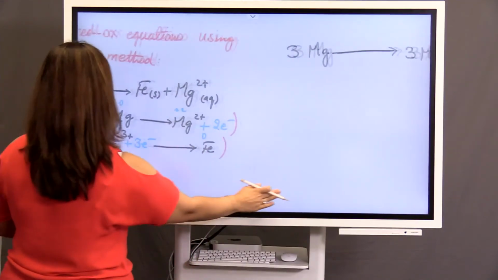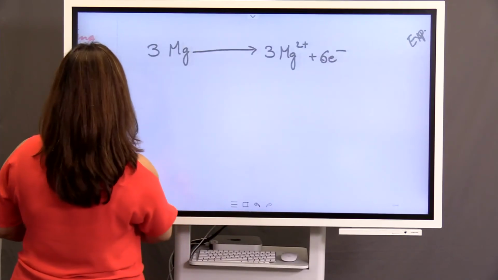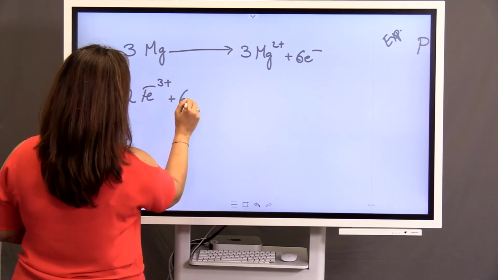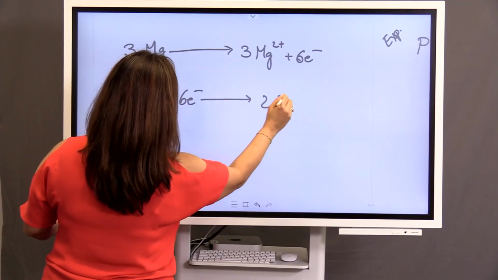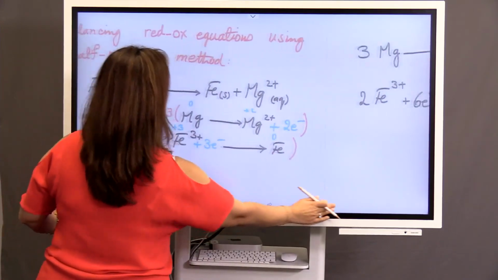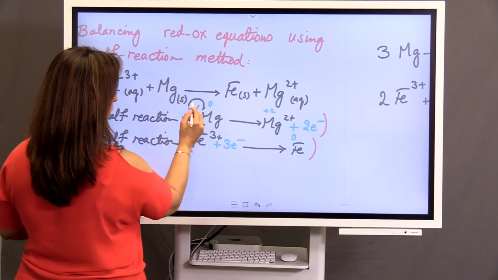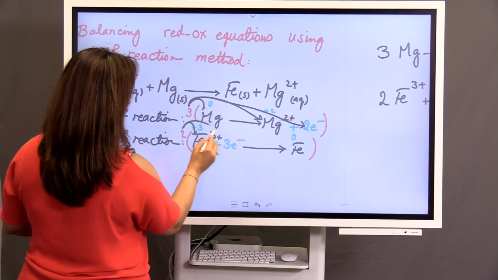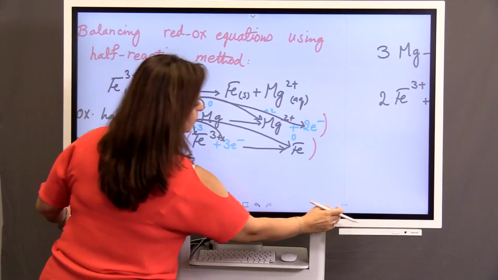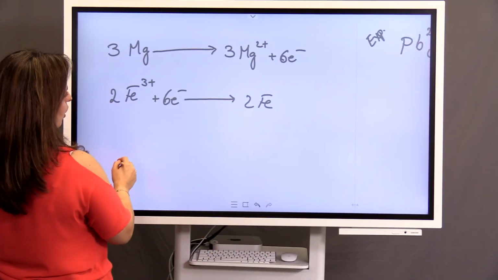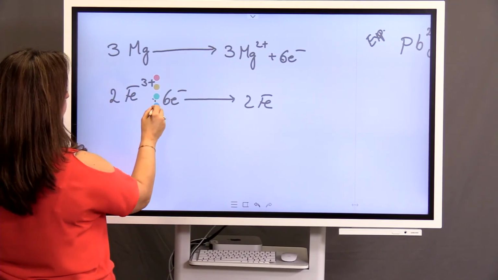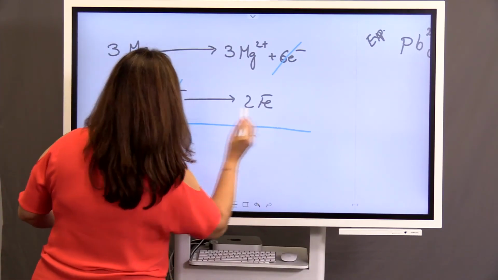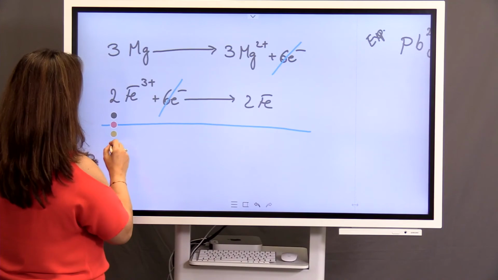And for the second one, what was it? 2 Fe3+ plus 6 electrons gives 2 Fe, right? You are multiplying these by all of the, by both sides, and the same. Okay? So let's go back. Now we are able to cancel the electrons from each other. You are ready to add them and have the final equation.